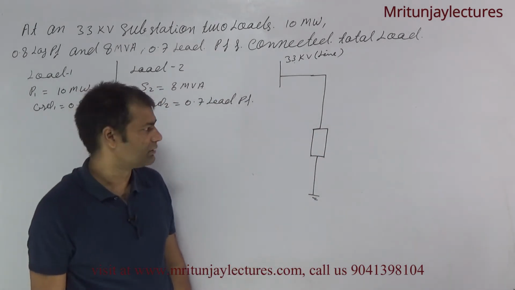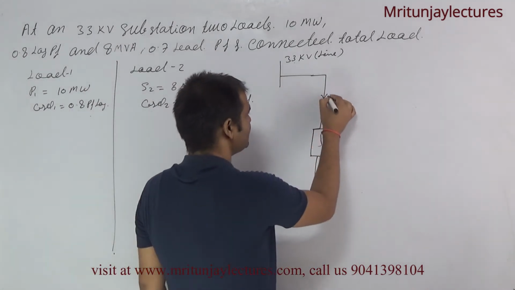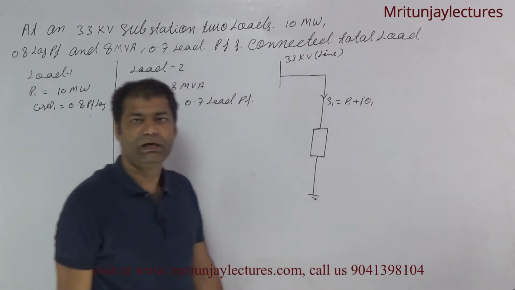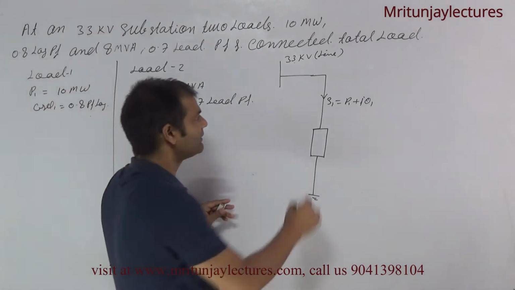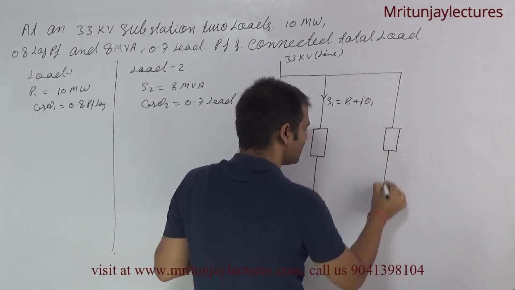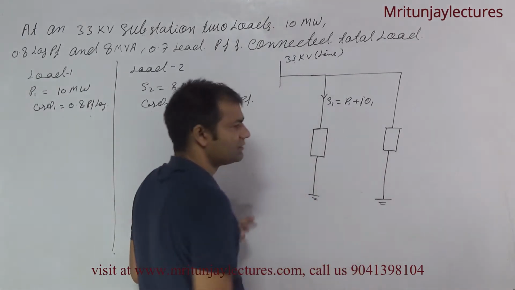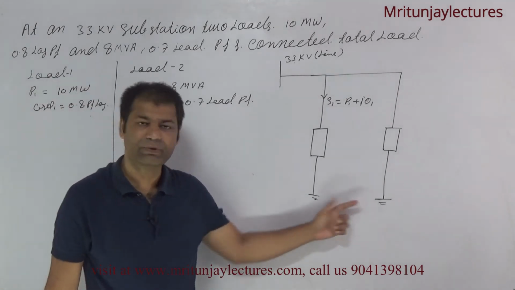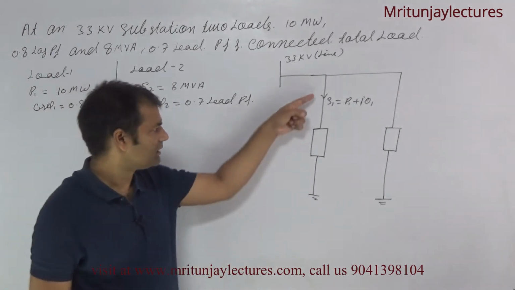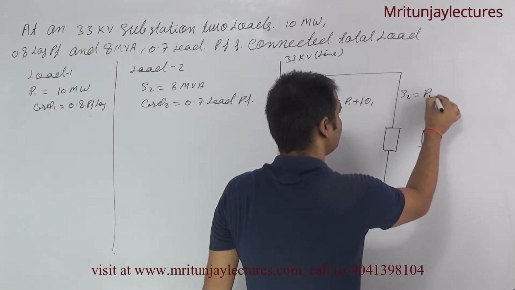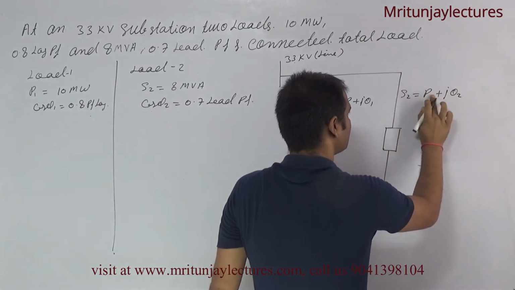As connected, for the total load, first of all suppose S1 is equal to P1 plus jQ1. The other load is connected in parallel. Both are connected to the 33 kV substation, which means they are connected in parallel. That is S1 and this is S2, where S2 is equal to P2 plus jQ2.